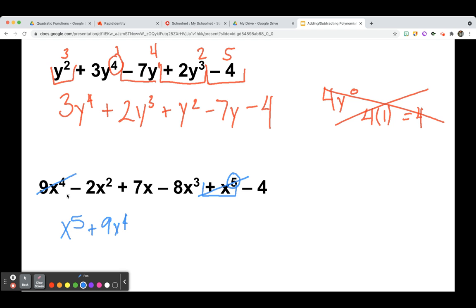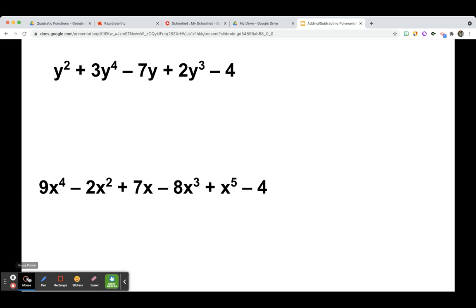Let's look for an x to the 3rd power. Right here, subtract 8x to the 3rd. Subtract 2x to the 2nd. Plus 7x. And then minus 4. That was just rewriting them in order before we really dive into adding and subtracting. So buckle your seatbelts because it could get a little difficult for the next one, but we'll see.